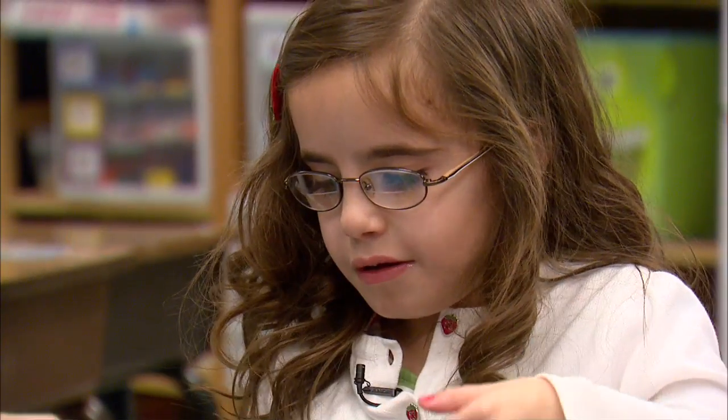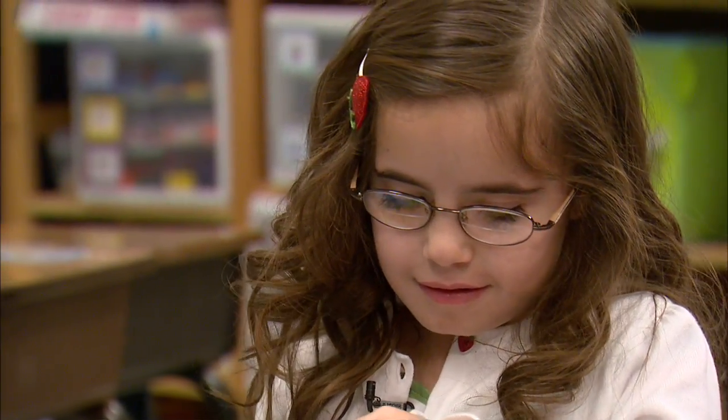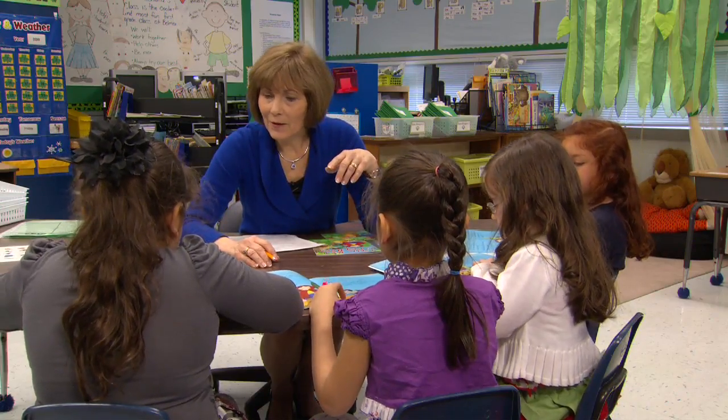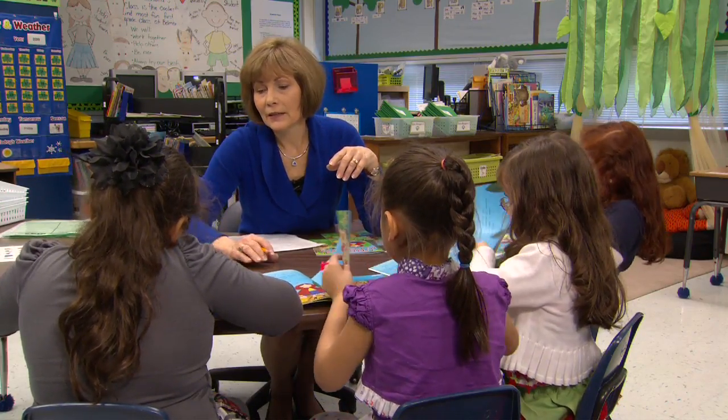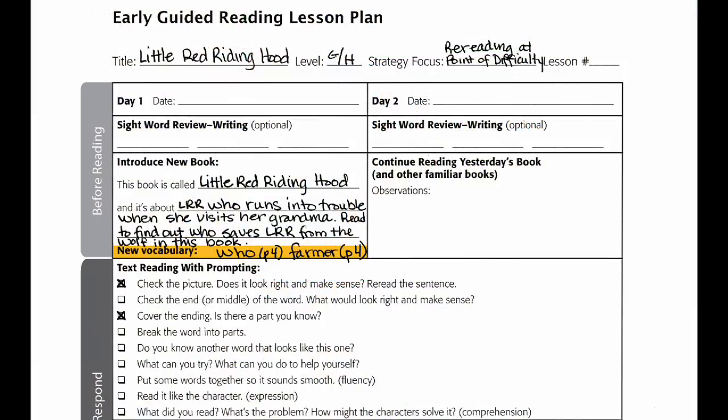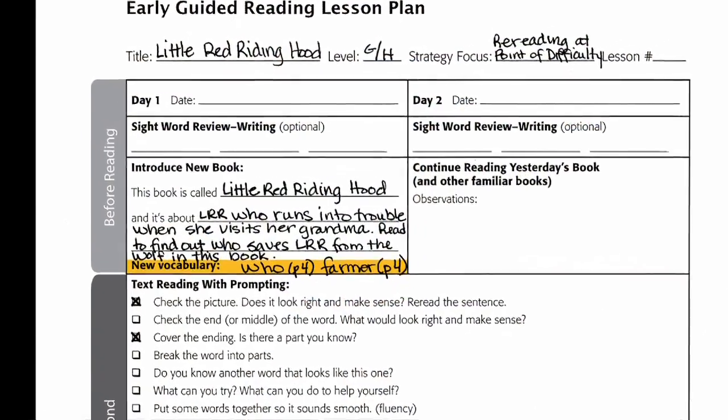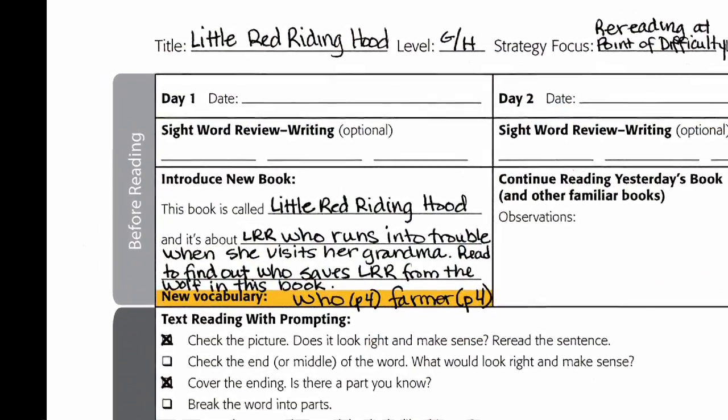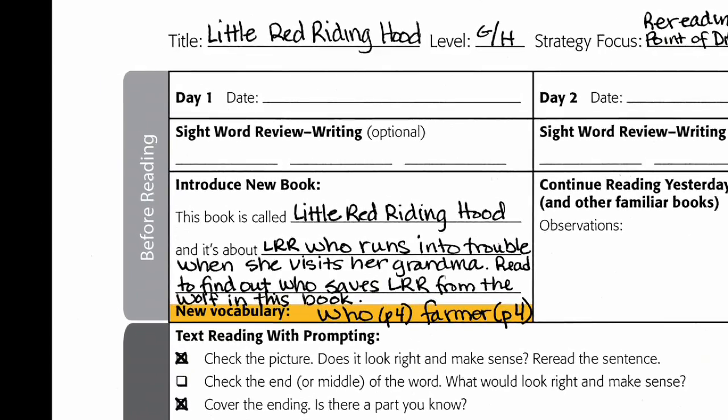Gradually, release your support so that students become more independent. They can discuss the pictures with a partner or silently preview the book on their own. At this stage, you won't need to discuss every page, but you'll still want to introduce any new vocabulary.